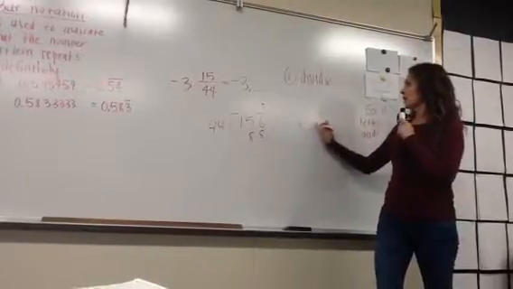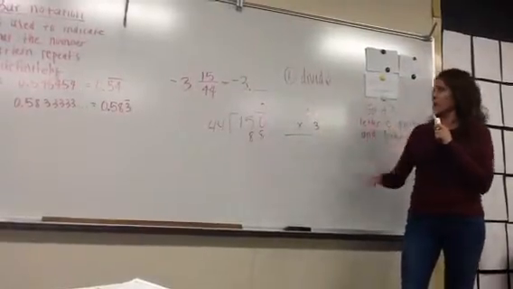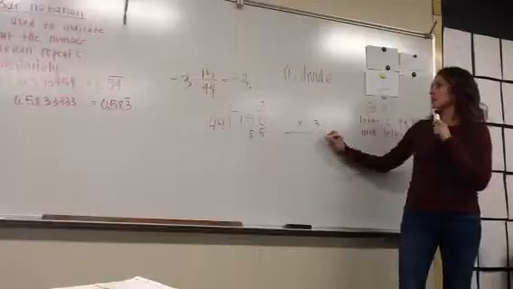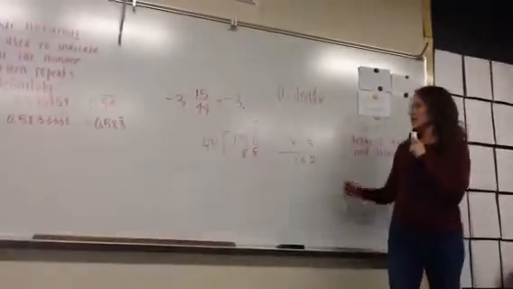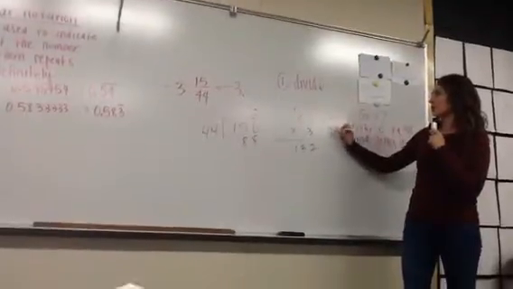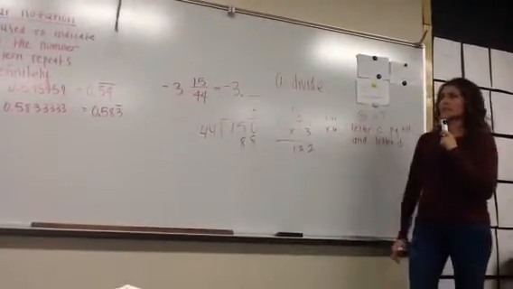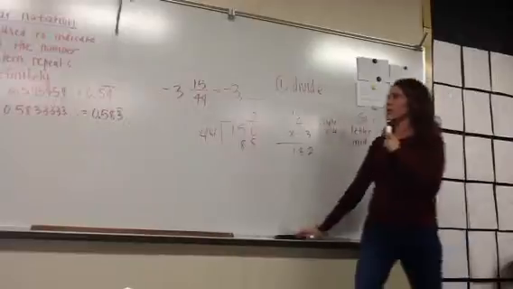44 times 3, you always want to make sure you double check it, right? 3 times 4 is 12. 132. Is that closer? Yes. Do you think we could get a little bit closer, or do you think it's going to go over? It's going to go over. Yeah, it's going to go over to 16. So we're going to try 3.